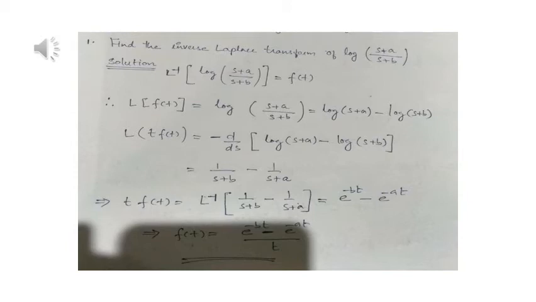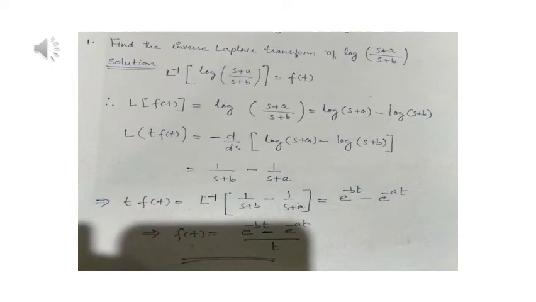Okay, now if we multiply a t with this f of t, that is L of t f of t is equal to minus d by ds of [log (s plus a) minus log (s plus b)]. So when you take the derivative, it is 1 by (s plus b) minus 1 by (s plus a). That is, Laplace of t f of t is 1 by (s plus b) minus 1 by (s plus a). So t f of t is equal to L inverse of 1 by (s plus b) minus 1 by (s plus a).